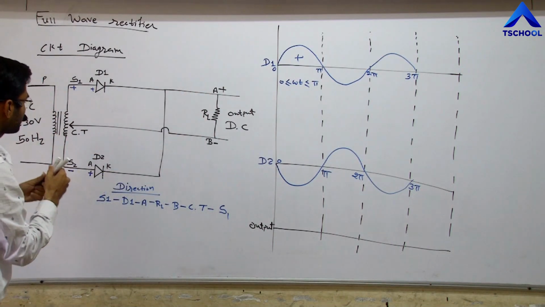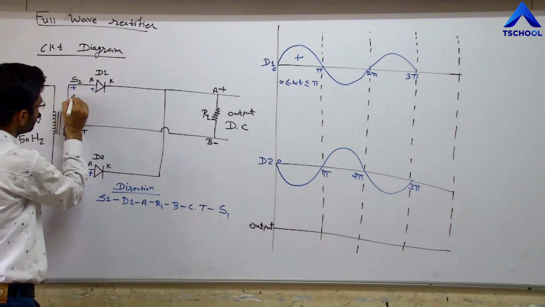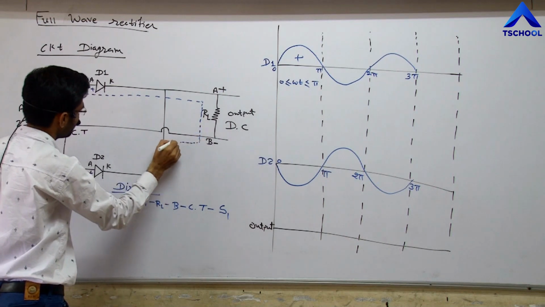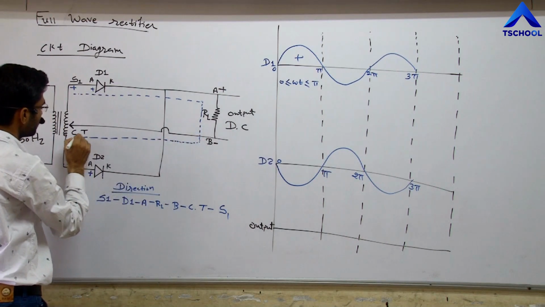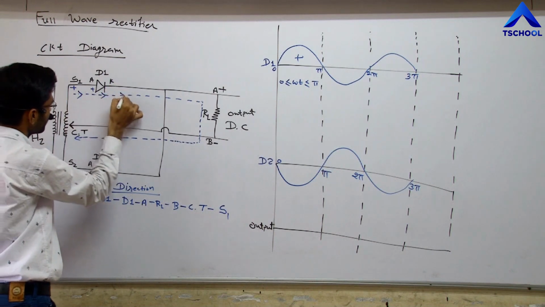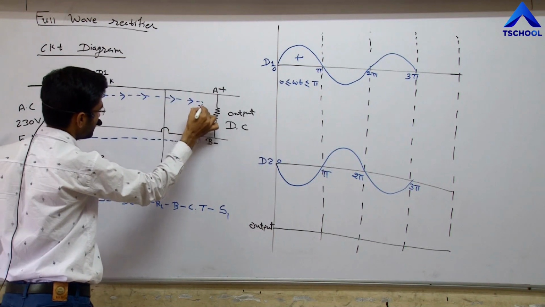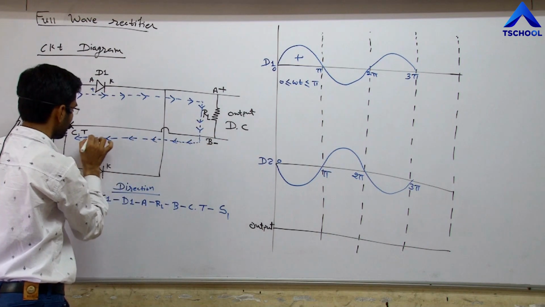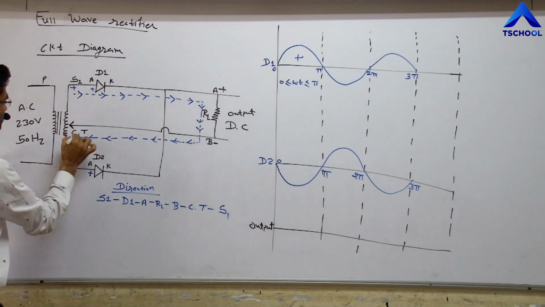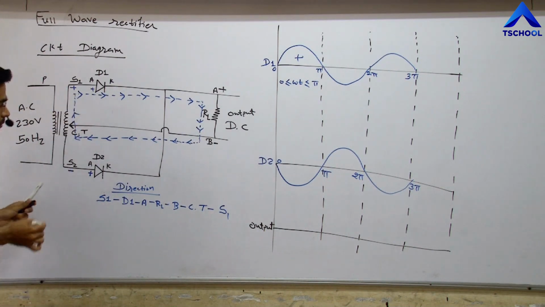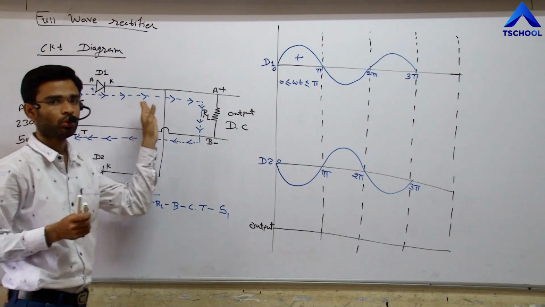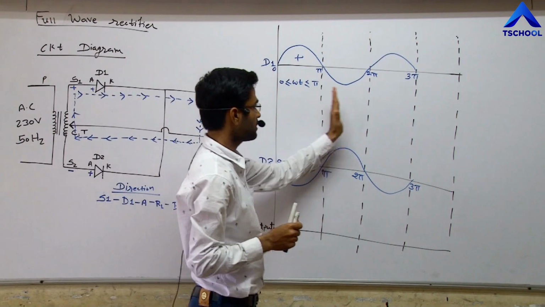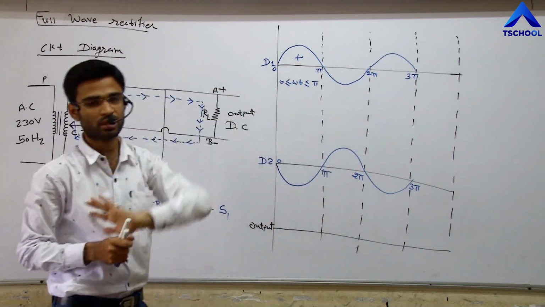Now, during the first positive half cycle, the direction of flow of the current is represented by the blue dashed line. Now, what happens during the second half cycle?